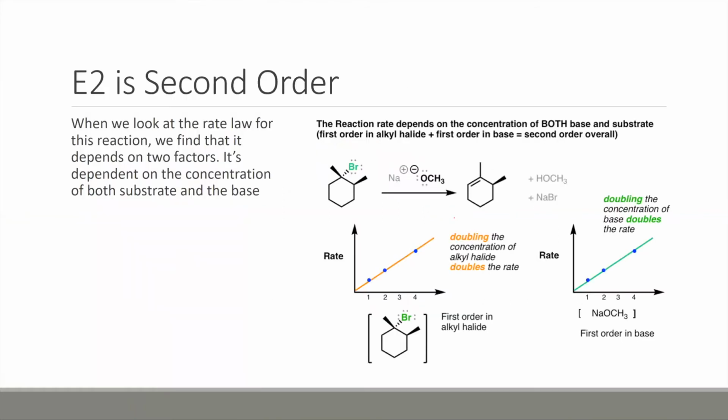As stated, E2 is a second order reaction. So our rate law is going to be dependent on both the concentration of the starting substrate and the base that is added for the reaction. So any amount of increase in concentration from the reactant or from the base will increase the rate of the reaction.